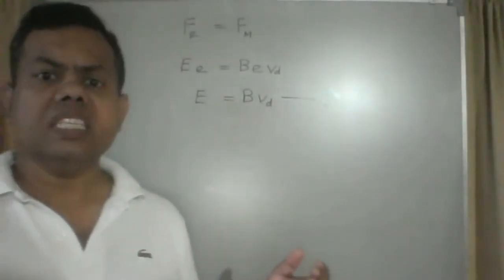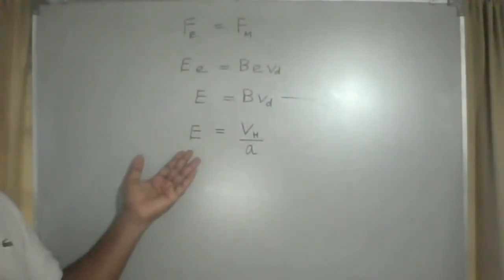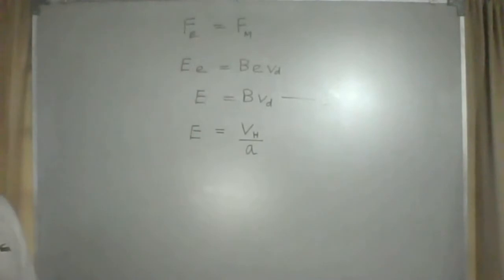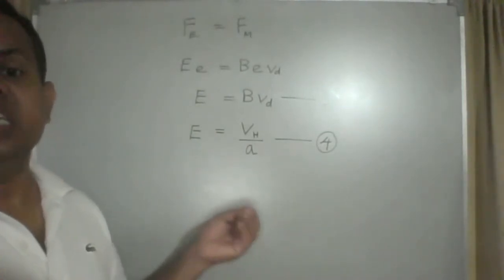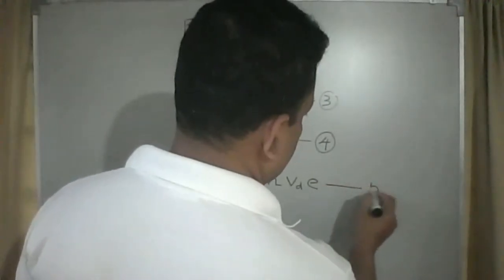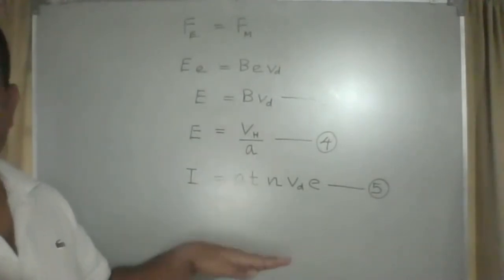Since electric field intensity is equal to the potential gradient, we can write as follows, where E is the electric field intensity, VH is the voltage difference, which is called the Hall voltage, A is the height of the conductor. Say equation 4. Furthermore, we can write the current in terms of drifting velocity of electrons as follows. Say equation 5. Combining the equations 3, 4, and 5, we can write as follows.